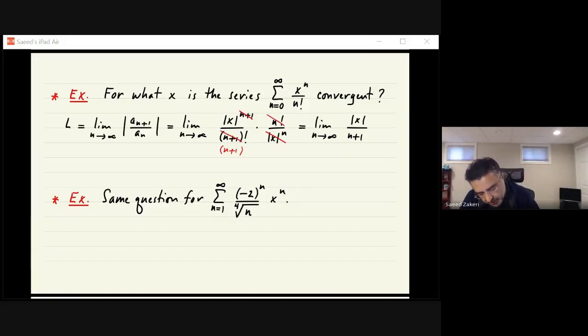Very good. Because the top is not moving. You don't see any n on the top. It's a fixed number. Don't tell me that it's x and x can move. Well, fix x for a moment. For a given x, the top is fixed, and the bottom is going to infinity, so the whole thing goes to 0. So this is equal to 0 for every x. No matter what your x is, this limit L is always 0. What's the conclusion?